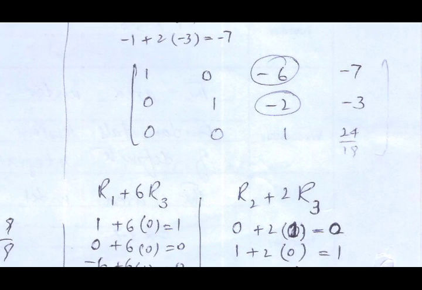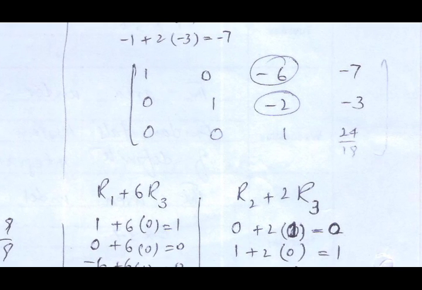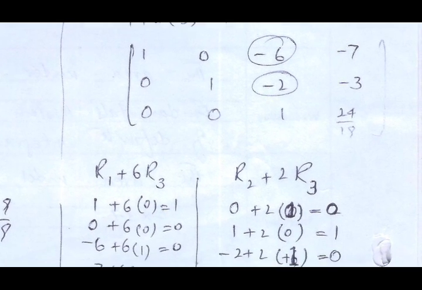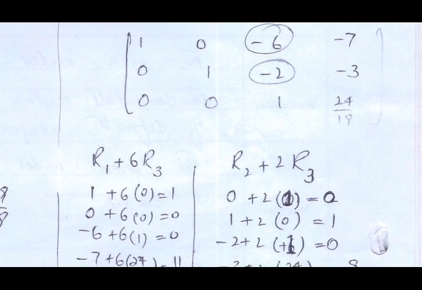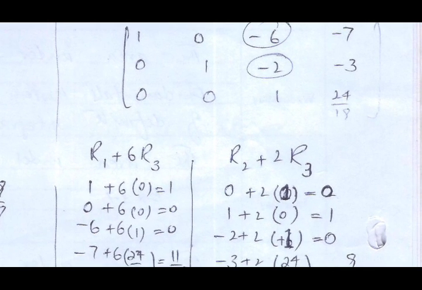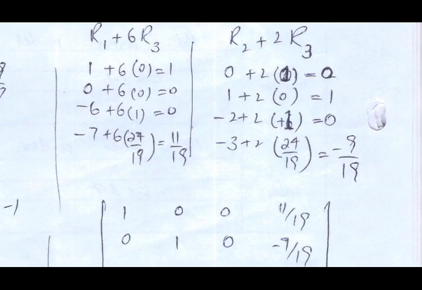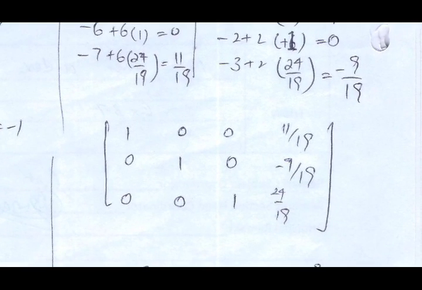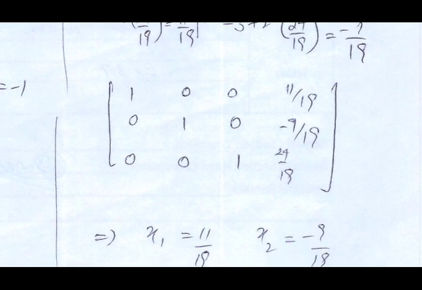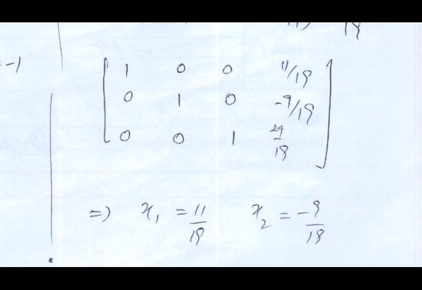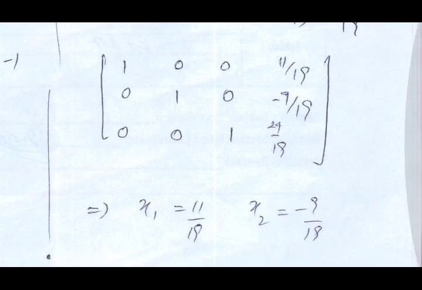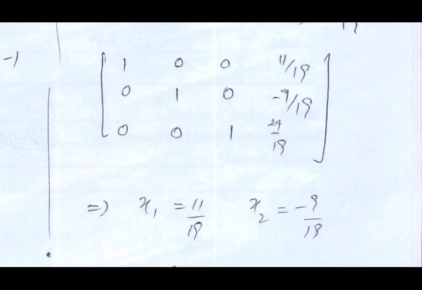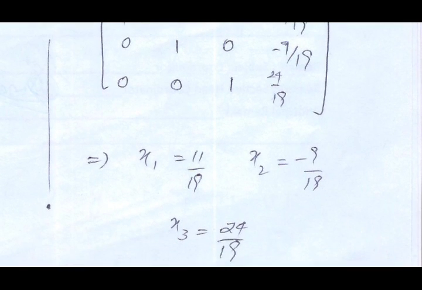To make minus 6 equal to 0, in the first row we add 6 r3, and r2 plus 2 r3 to make minus 2 equal to 0. Now the new values are there and we make the matrix A equal to identity, and on the right side we have the values of x1, x2 and x3.